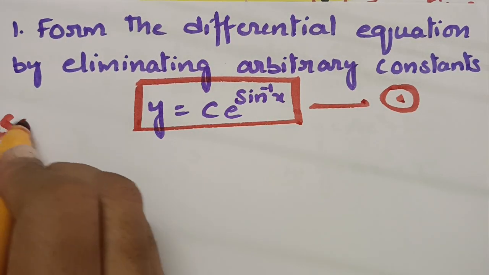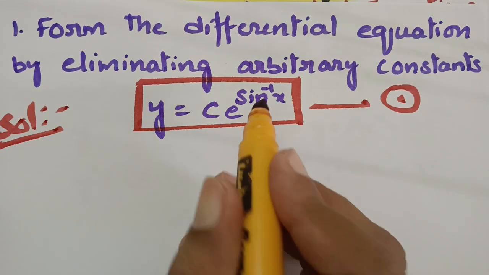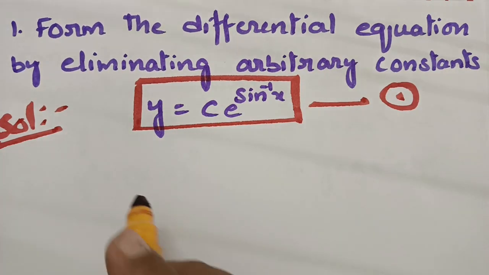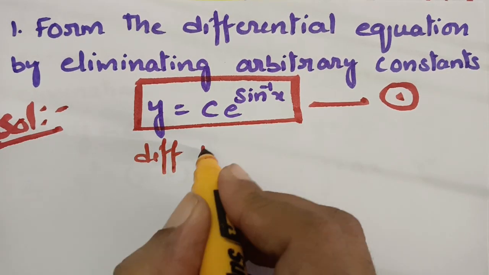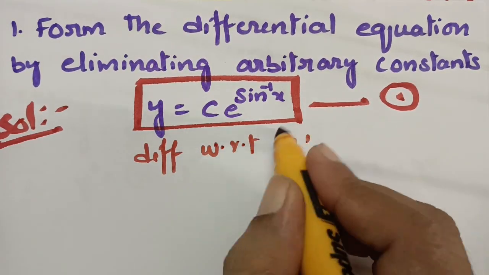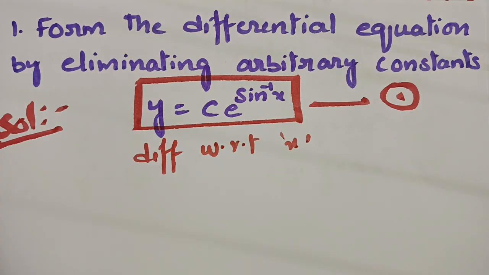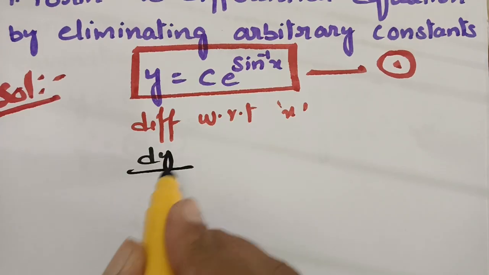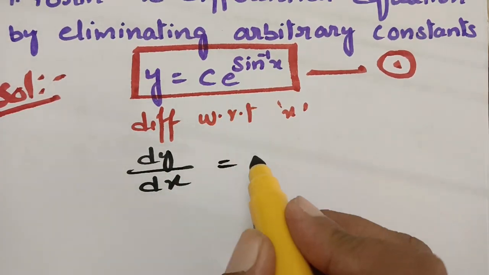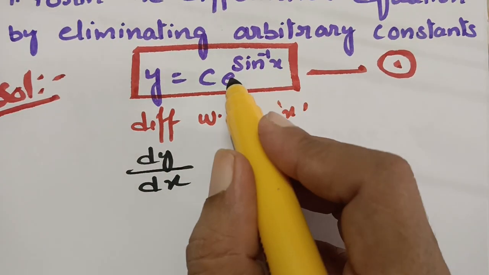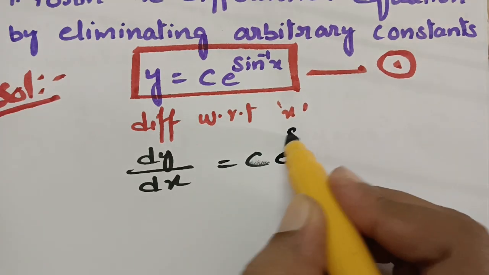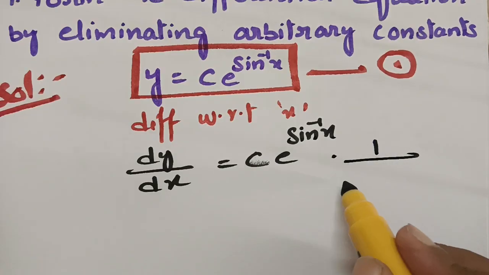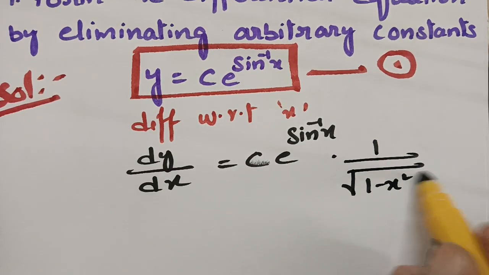So here is the solution: y is given as c into e power sine inverse of x. In order to eliminate this constant, we have to make a differentiation with respect to x. For y this is dy by dx, and c is a constant, leave it as it is. For e power sine inverse of x, we get e power sine inverse of x, and again for sine inverse of x, the derivative is 1 by root over 1 minus x square.